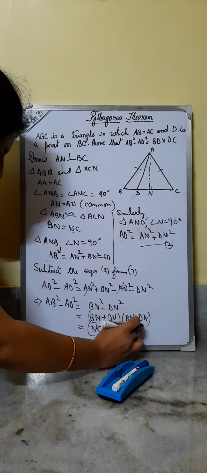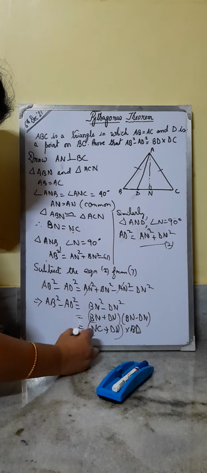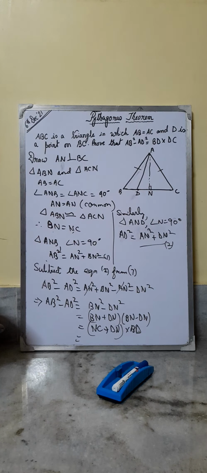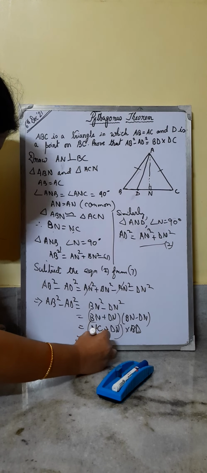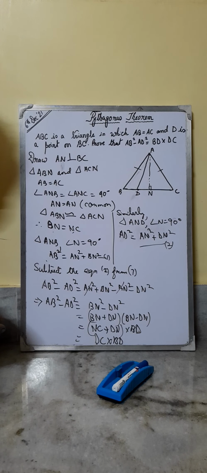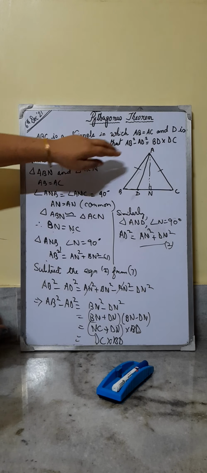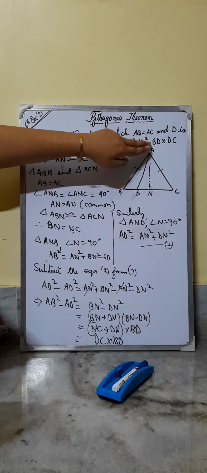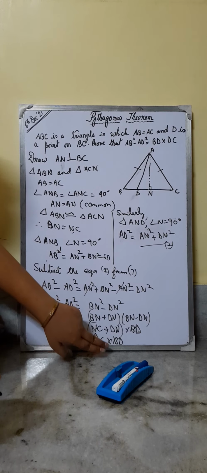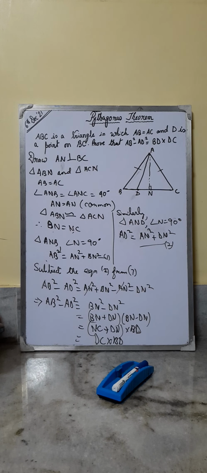So NC plus DN, that means DC. That means DC into BD. So we already get that AB square minus AD square equals BD into DC. Hence proved.